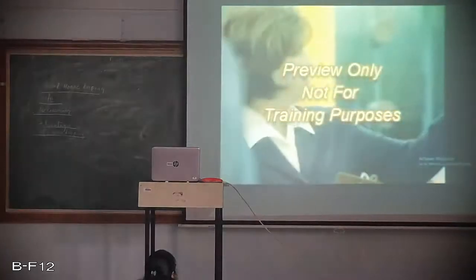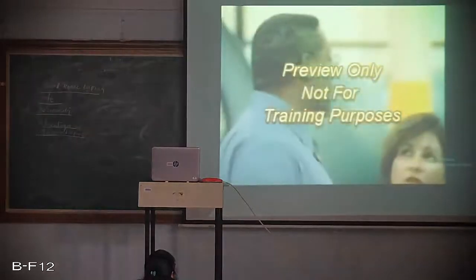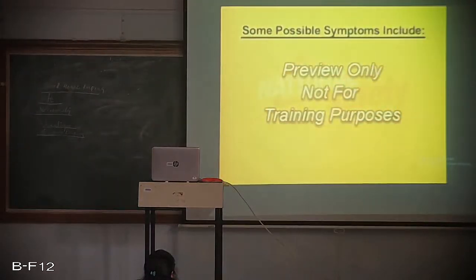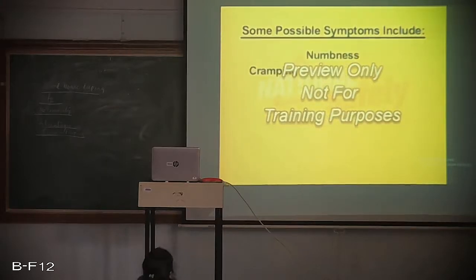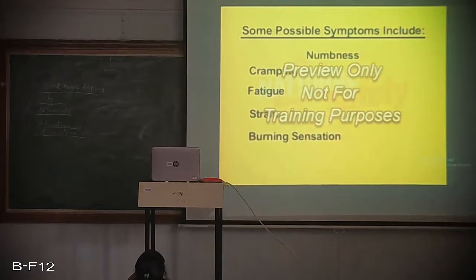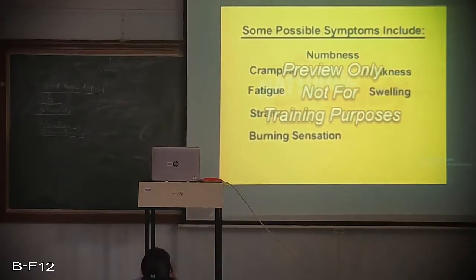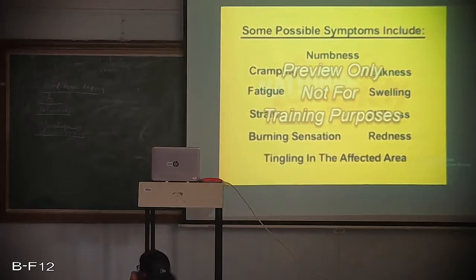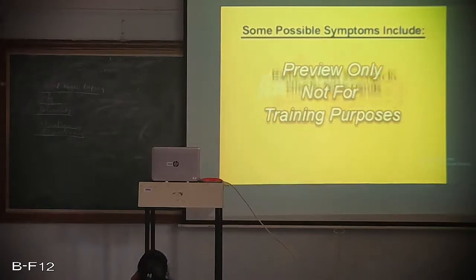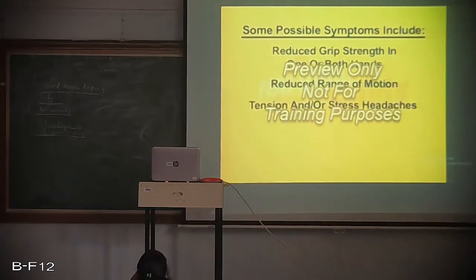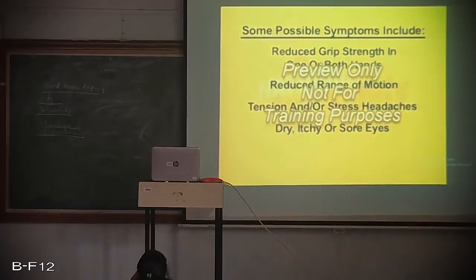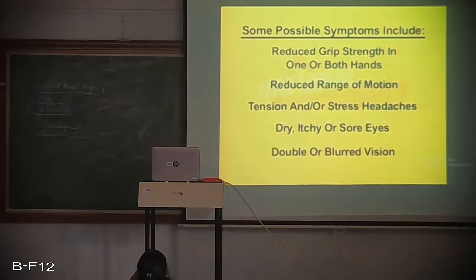Be proactive when it comes to your safety and the safety of those around you. Some possible symptoms include pain or aches in the hands, wrist, arms, neck, shoulders, back, legs, or feet. Numbness, cramping, fatigue, strain, burning sensation, weakness, swelling, stiffness, redness, or tingling in the affected area. Reduced grip strength in one or both hands. Reduced range of motion. Tension and/or stress headaches. Dry, itchy, or sore eyes. Double or blurred vision.